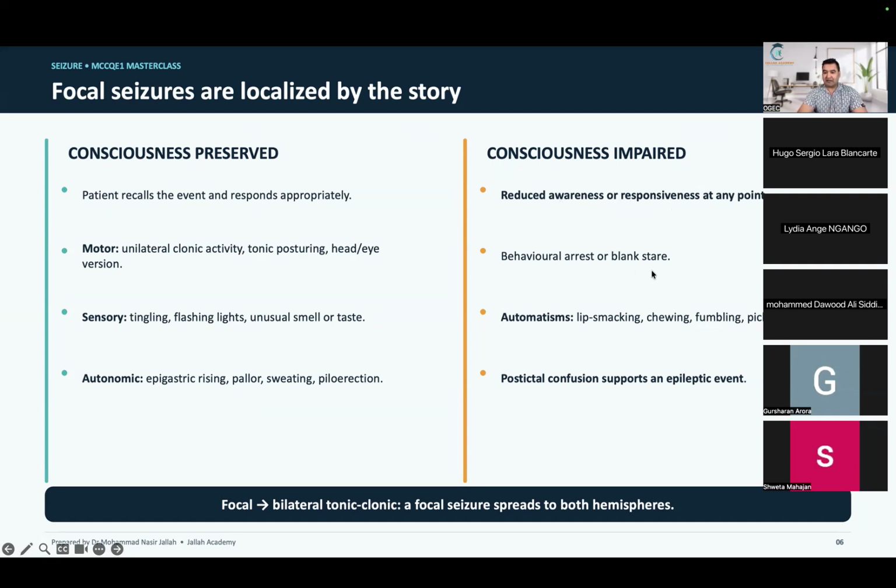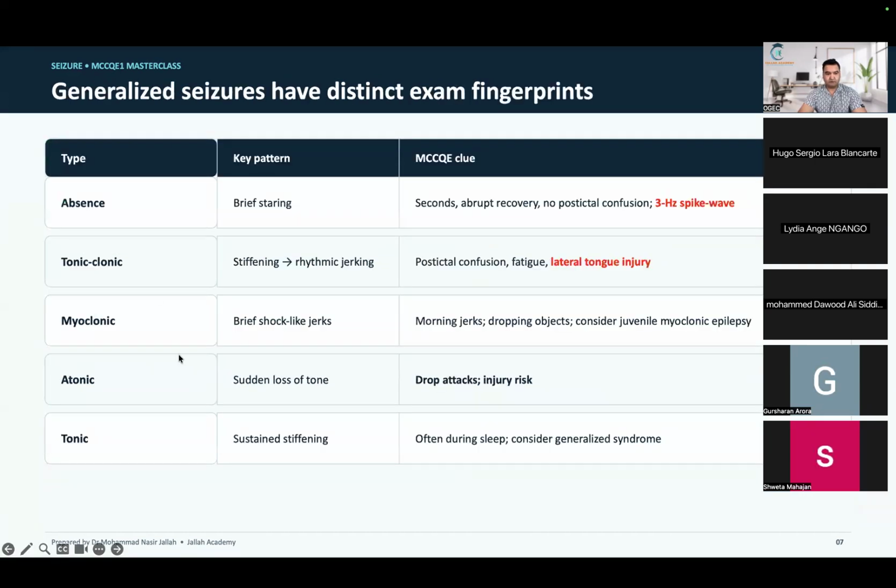Behavior arrest or blank stares. Automatism is lip smacking, chewing, fumbling, picking. Postictal confusion supports an epileptic event. Now, generalized seizures have distinct exam fingerprints.